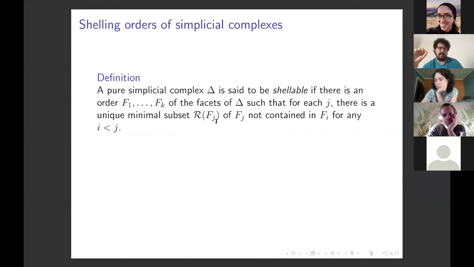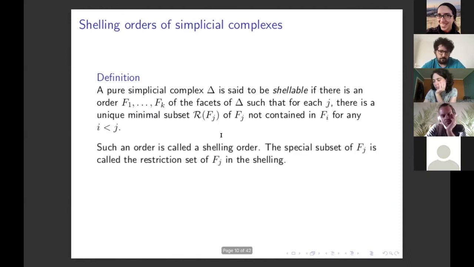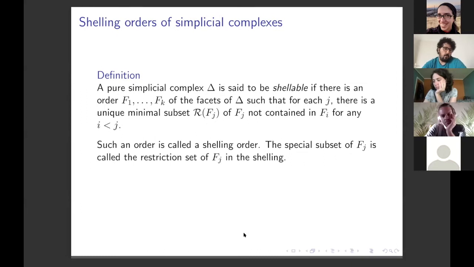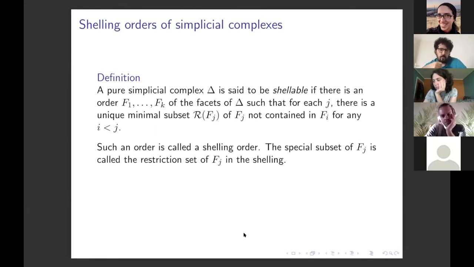That's the same as saying there's a unique minimal subset of fj that is not contained in any of the previous faces. So among all the subsets of fj that are not contained in the previous ones, there's a unique minimal one. Such an order is called a shelling order, and the special subset of fj, the minimal new face so to say, is called the restriction set of the shelling order.